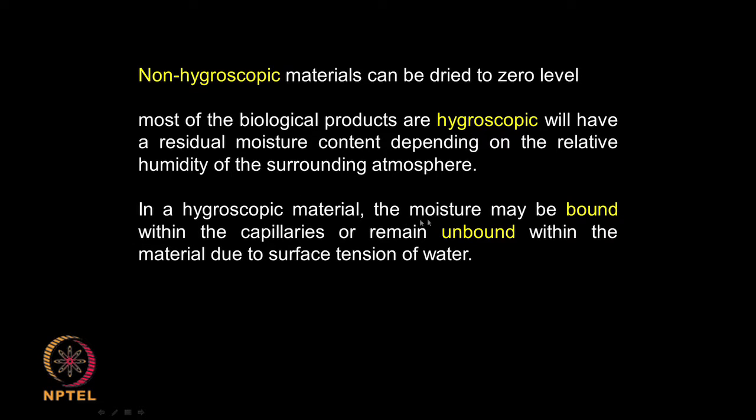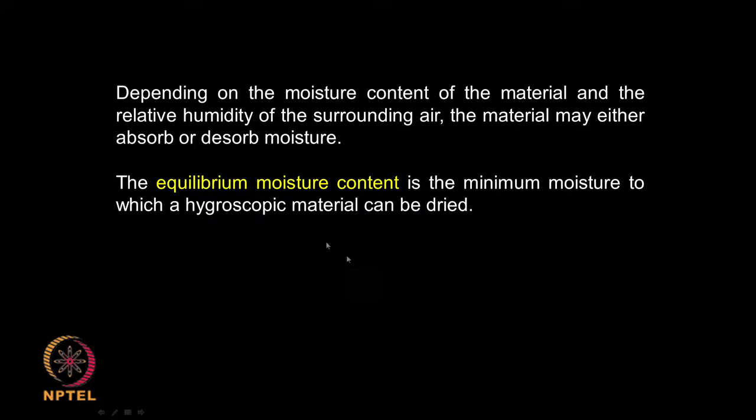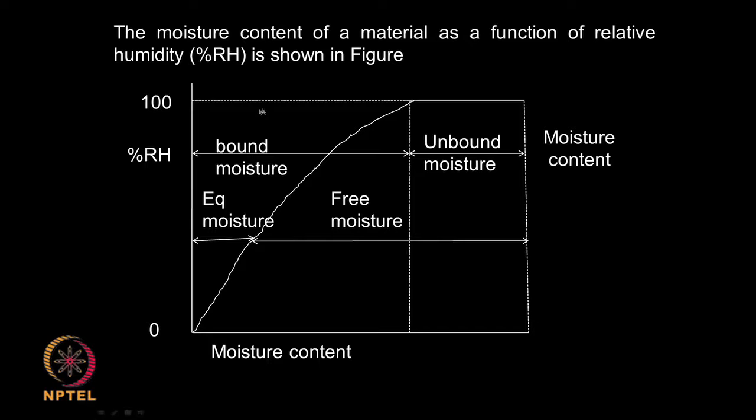Hygroscopic materials will have bound moisture and unbound moisture. Bound moisture is within the capillaries, whereas the unbound moisture is generally present in the material as surface tension. Then we have the equilibrium moisture content, that is the moisture content which the material will hold at a given relative humidity. At a given relative humidity, we cannot bring the amount of moisture below that equilibrium moisture content. If you look at the graph between moisture content on the x axis and the relative humidity on the y axis, as the moisture content increases, the relative humidity increases.